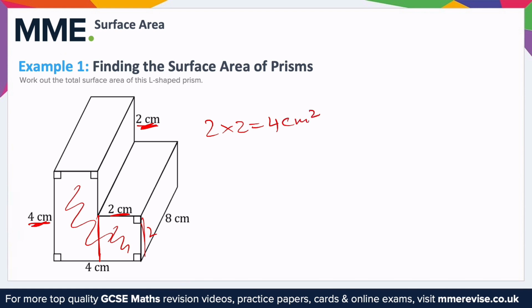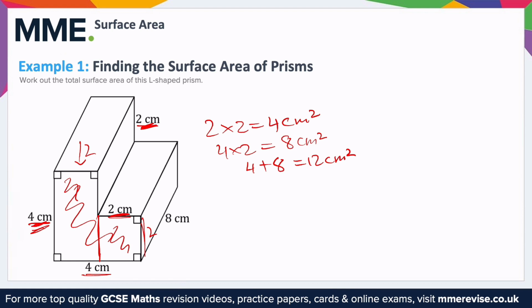centimetres squared. Then I need to work out this rectangle that I know has a height of 4 and will also have a width of 2, again, because the total width is 4, this width is 2, which means this bit must also be 2. So 4 times 2 is 8, and again, centimetres squared. So the total area of the end is going to be 4 plus 8, which is 12 centimetres squared.